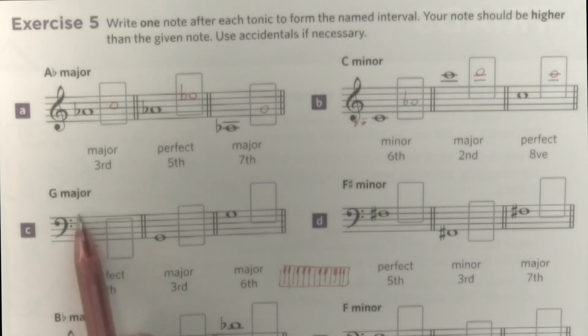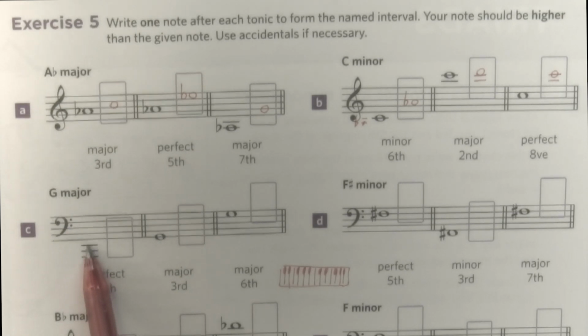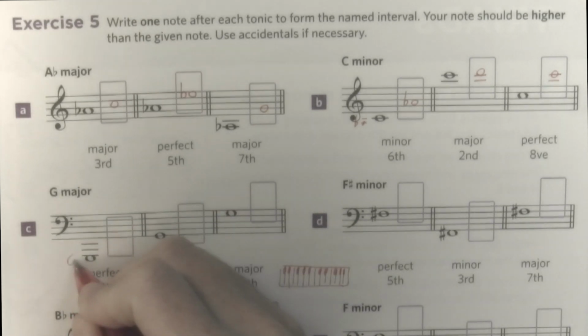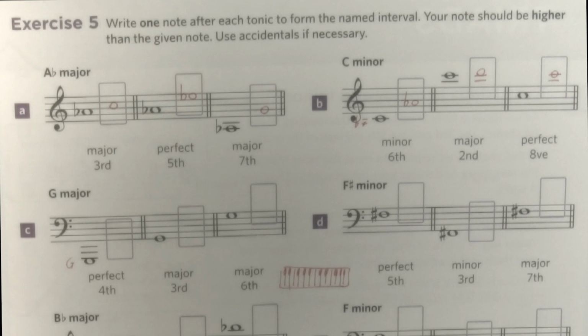Next one. Oh, this should be solved, but let's count. This is Mi, Re, Do, Si, La, Sol. Okay, G. A perfect fourth. So La, Si, Do. We need a Do.